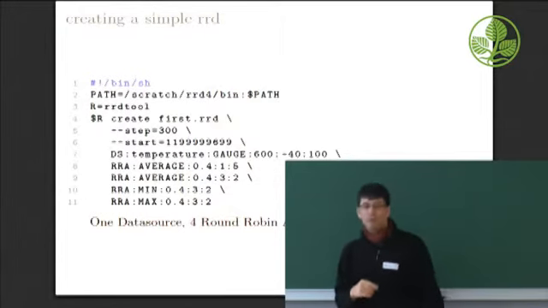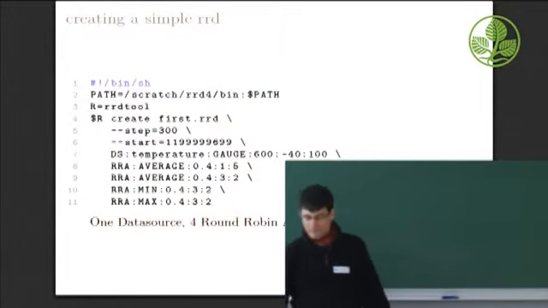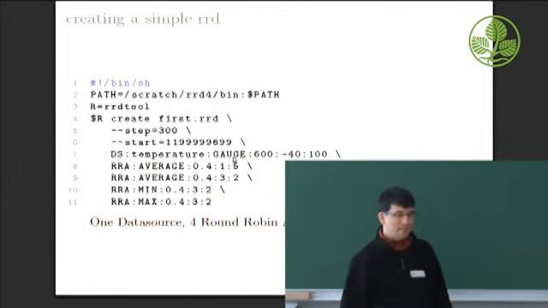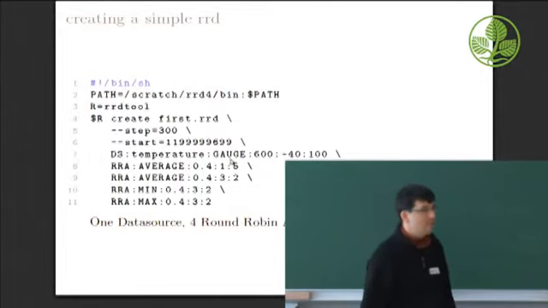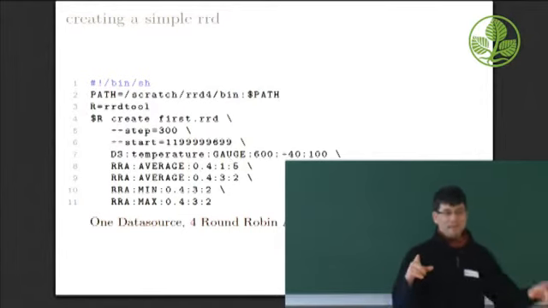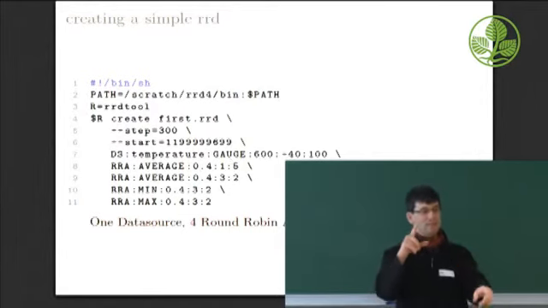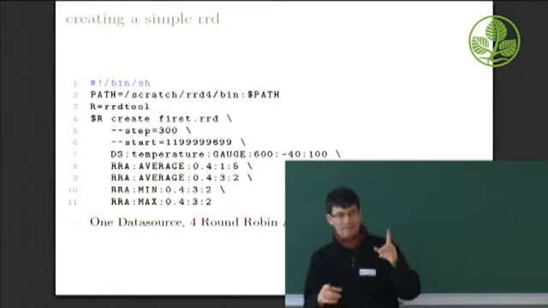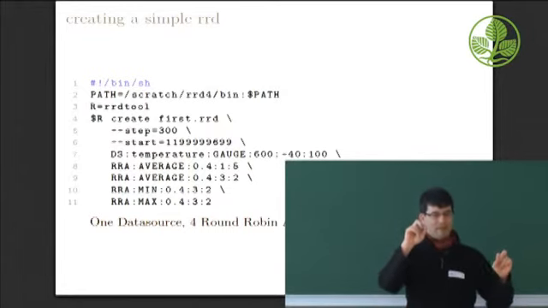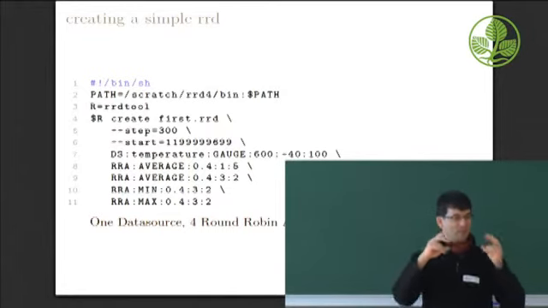And RRDtool can do that for me if I tell it that the data source is not gauge, it's counter. So by telling RRDtool that it's a counter data source, it'll know that every time I'm feeding it a number, it has to build the difference between the last feeding, the last number, and the next. And then take the time into account in order to arrive at the rate of data transmission.